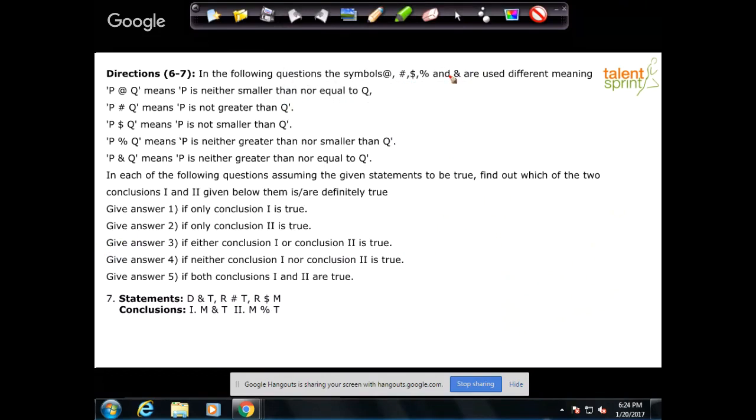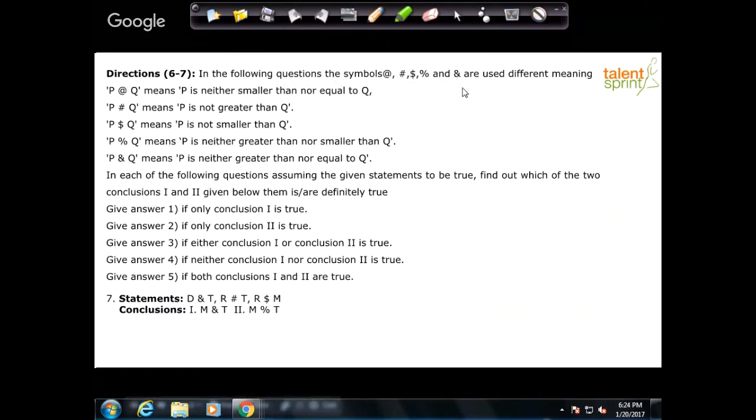So we can see here, Vikrant has managed to get the correct answer. He says 3. Either conclusion 1 or conclusion 2 would be correct. I'm waiting for some more people to tell us if they have reached the correct answer.